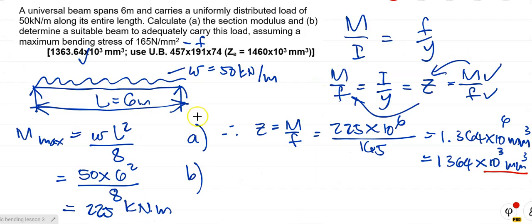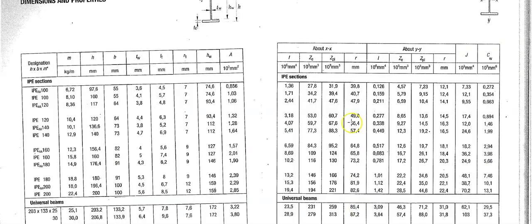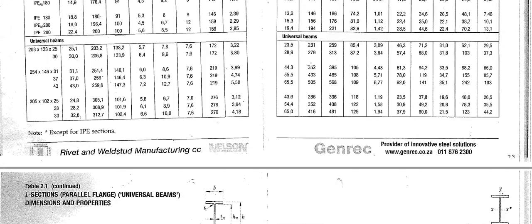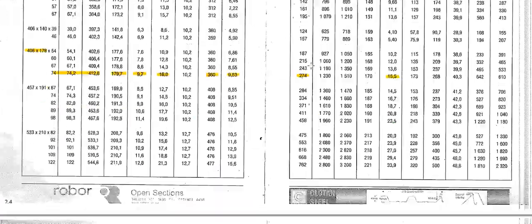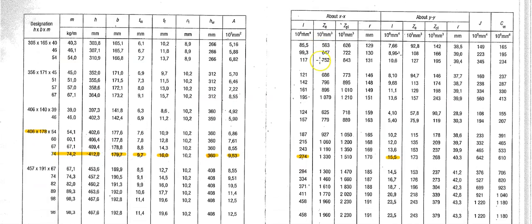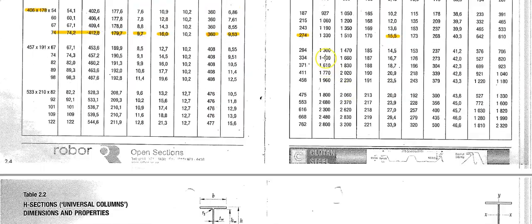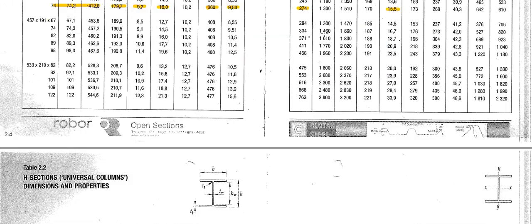So, what does the question say? Determine a suitable beam to adequately carry this load. So once you've converted this value, you take this number, 1364, and you go down the table under XX, ZE for Z elastic, until you find a value that is equal to or slightly larger than that. So 1364, there we go. That's 1300, 1460. So you go down the Z elastic column and look for a value that's equal to or slightly larger. And the one you want is that one over there.